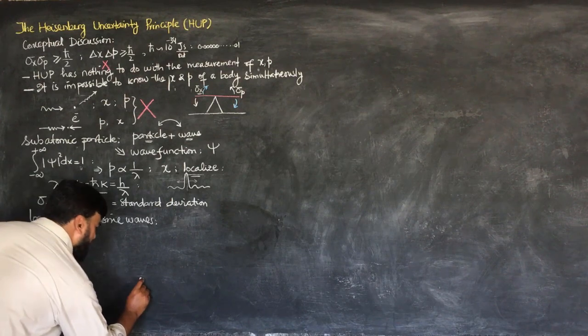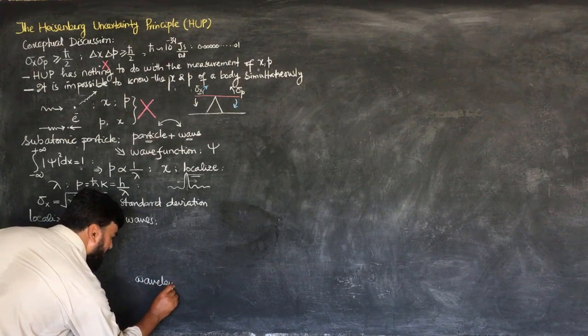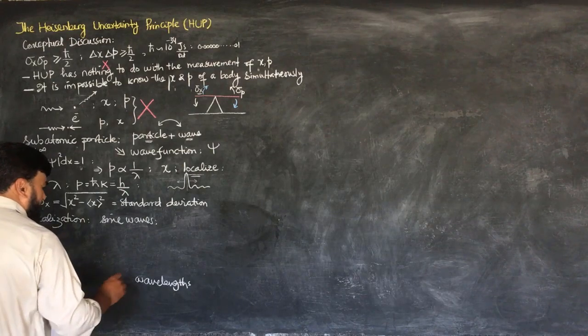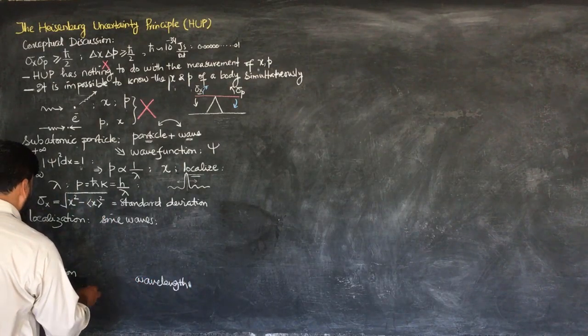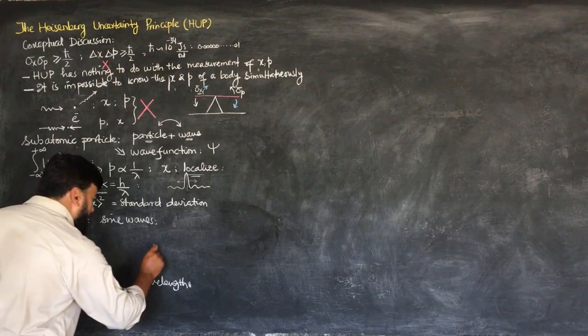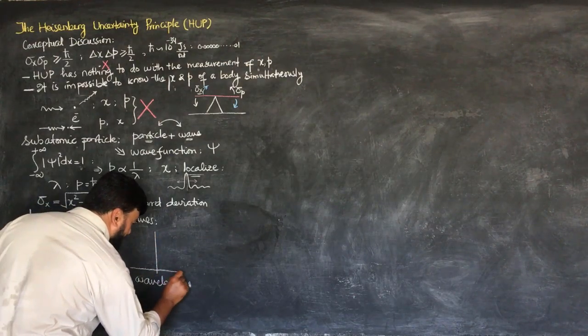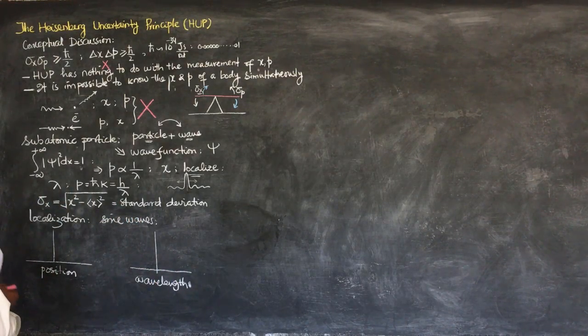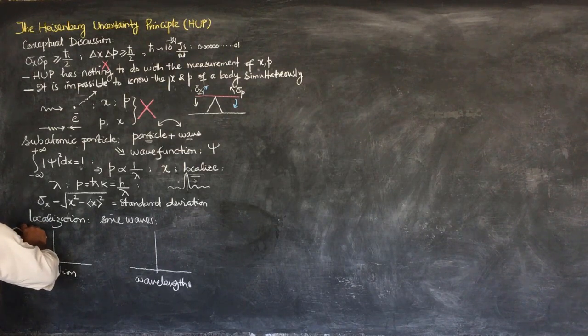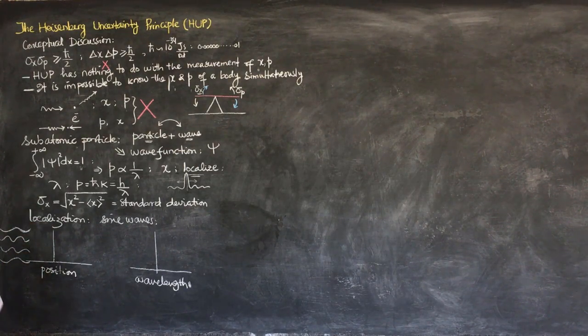And here the momentum, or wavelength, I will plot in terms of wavelengths. So position and wavelengths. Let me write this: this is the position, and here we have the wavelengths. Now, for example, very different waves are there, and they have different amplitudes and different wavelengths. When they superimpose, what will happen?